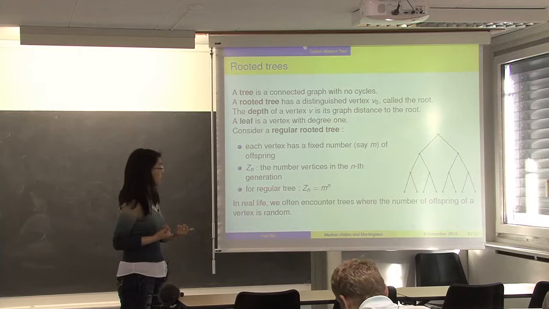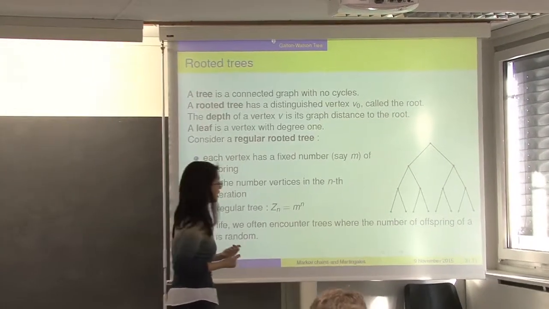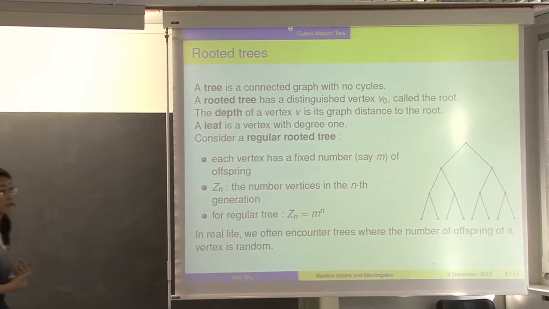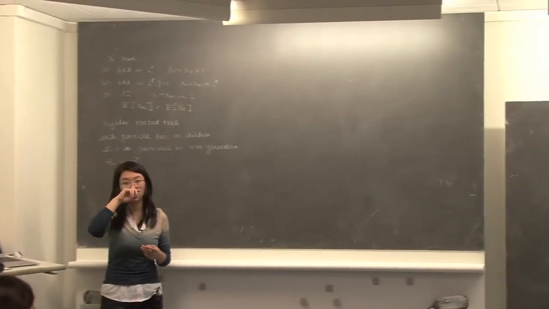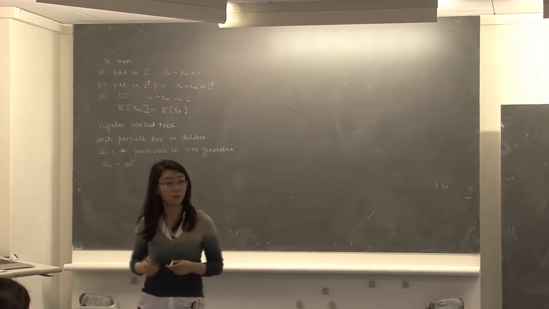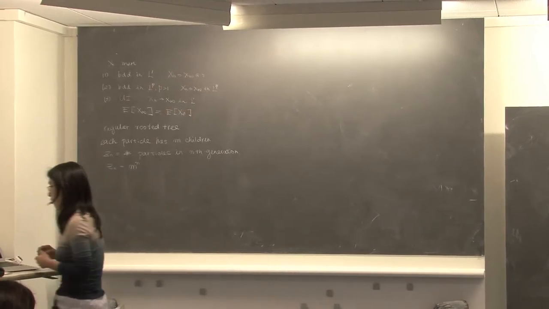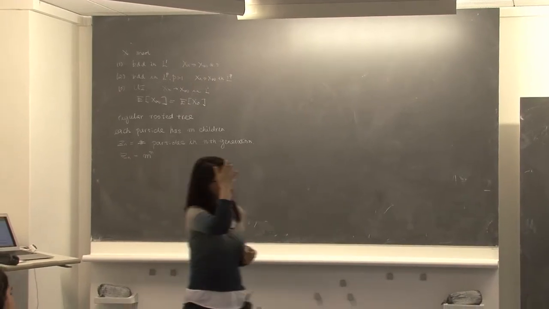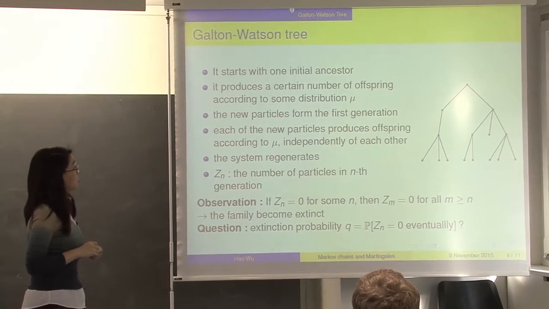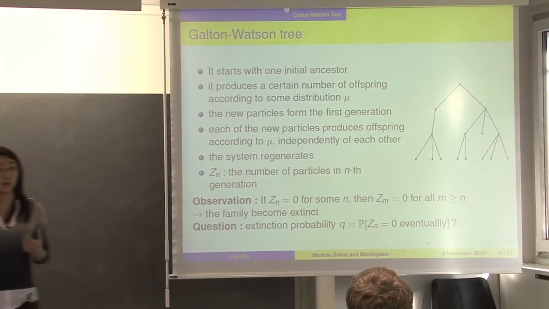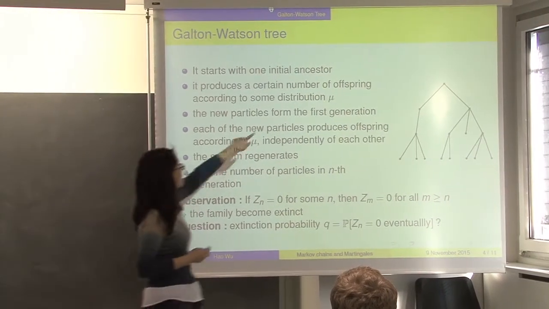But in real life, we can imagine that the trees we encounter are random trees. So at each vertex, there will be a random number of children at each particle. In order to treat a real life question, we need to introduce the random tree. So each particle will give a random number of children. The simplest model is called the Galton-Watson tree. A Galton-Watson tree is just a tree that starts with one ancestor, and this ancestor produces a certain number of children according to some measure mu. So this is a random number, and the law of this number is given by mu.